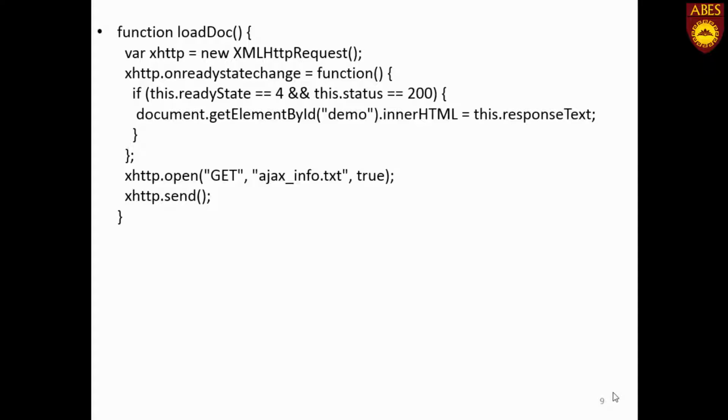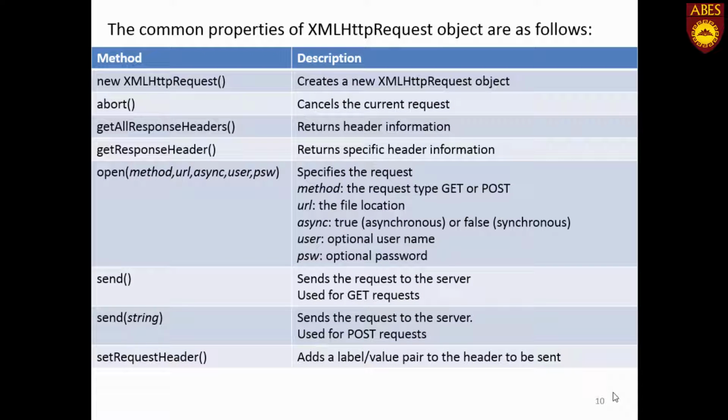Let's discuss all these lines. The common properties and methods for the XMLHttpRequest are, as we have seen here, new XMLHttpRequest creates a new XMLHttpRequest object. getAllResponseHeaders returns the header information. You can also use abort to cancel the current request. getResponseHeader returns a specific header.